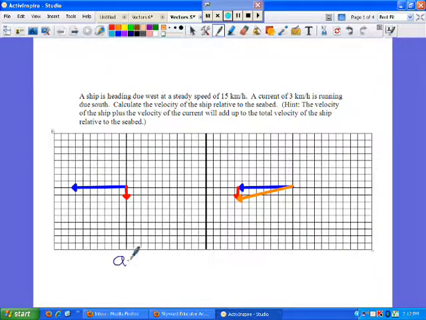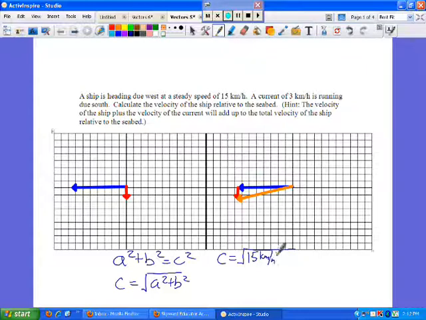Again, to find the total or resultant velocity of the ship, we use the Pythagorean theorem, and we will again solve for the length of c, or the magnitude of c. By plugging in what we know and using a as 15 kilometers per hour and b as 3 kilometers per hour, we are able to solve to find the resultant velocity of the cruise ship of being 15.297 kilometers per hour.